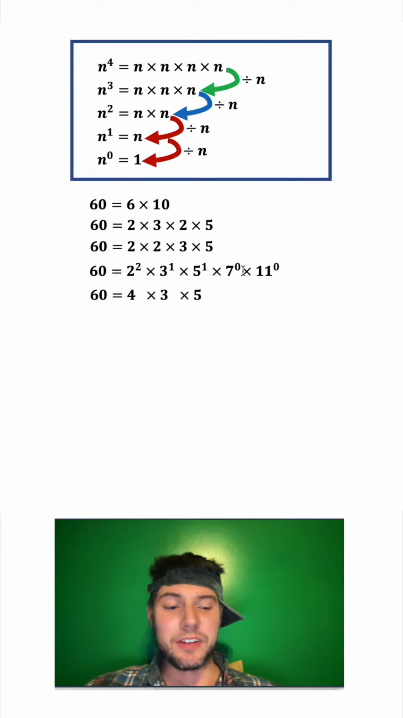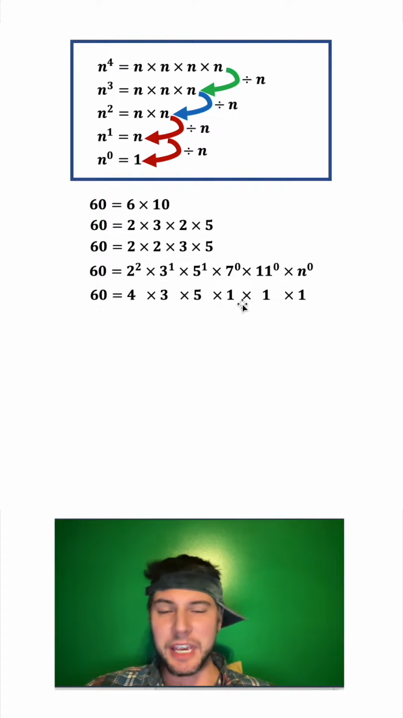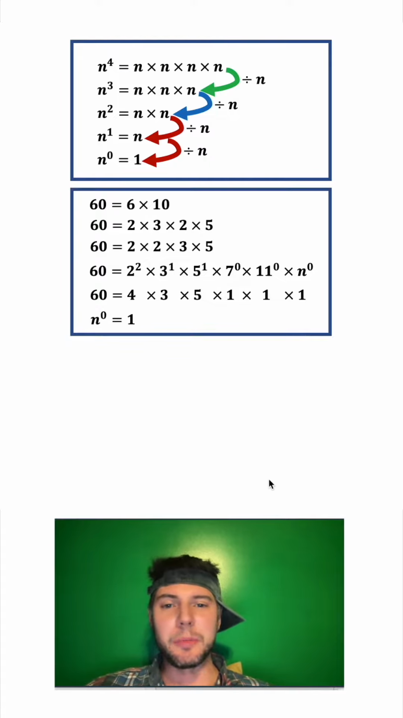Now what is 7 to the 0? What has to be 1? It's got to be 1 because it's still got to be equal to 60. Same thing for 11 to the 0. It's also equal to 1 because we need this whole equation to equal 60. So now how many n's are up here? Well, there are 0 n's. This also has to be equal to 1 because we can't change this. And because of this, we can conclude that n to the 0 is equal to 1. And we can put a box around this.